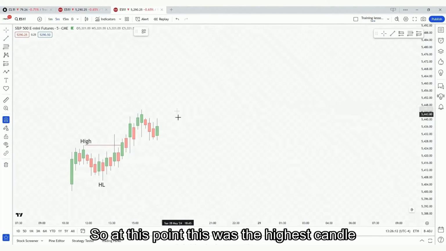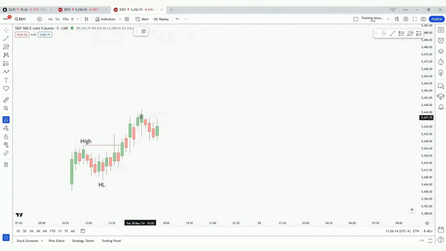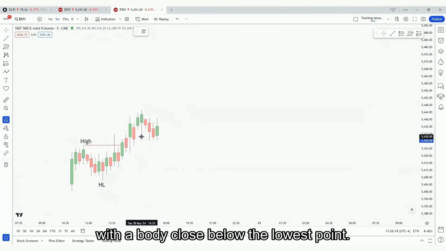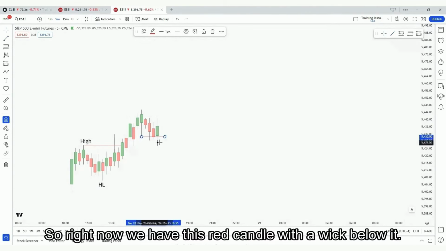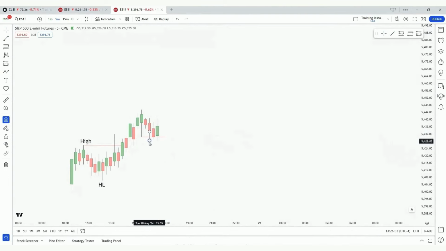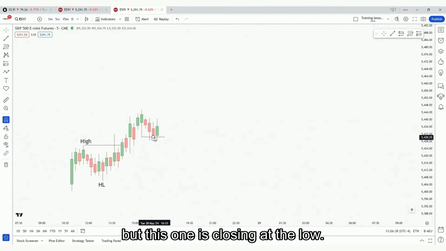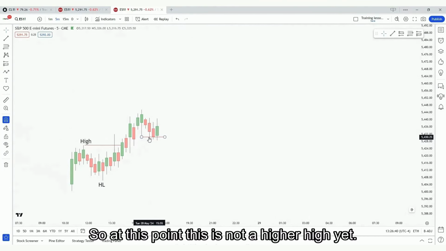So at this point, this was the highest candle. And we need to see a body close, a red candle with a body close below the lowest point. So right now we have this red candle with a wick below it. Then there's this red candle, but this one is closing at the low. So at this point, this is not a higher high yet.